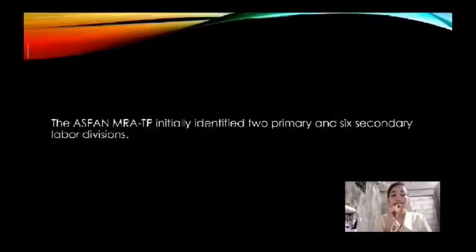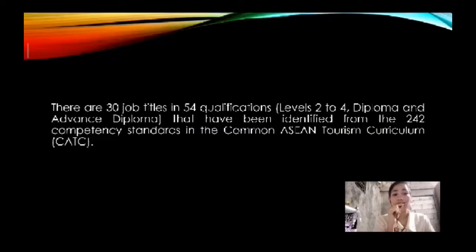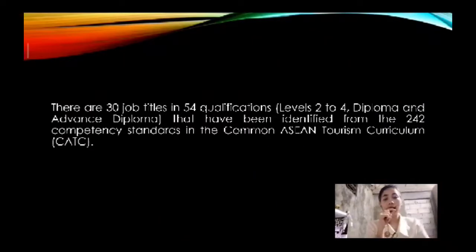The ASEAN MRA TP initially identified 2 primary and 6 secondary labor divisions, which are hotel services and travel services. Under the hotel services are front office, housekeeping, food production, and food and beverage services. And under the travel services, there are 2, which are travel agencies and tour operation. There are 30 job titles in 54 qualifications, level 2 to 4, diploma and advanced diploma, that have been identified from the 242 competency standards in the Common ASEAN Tourism Curriculum.